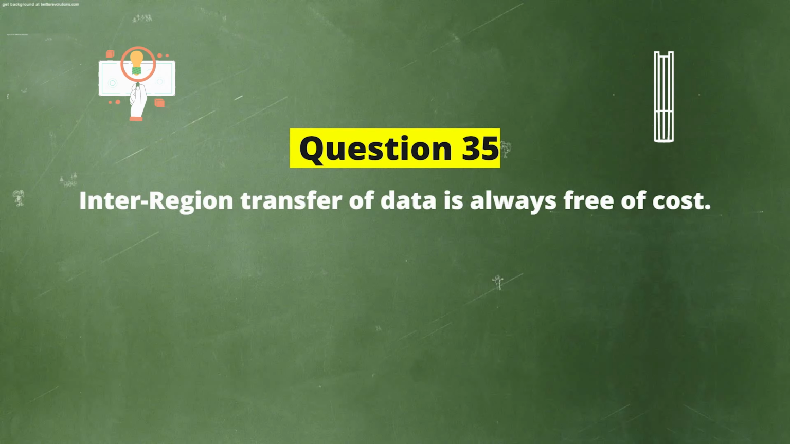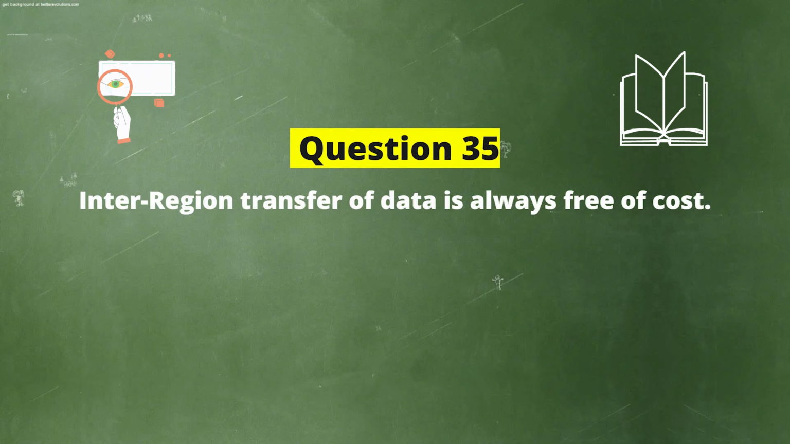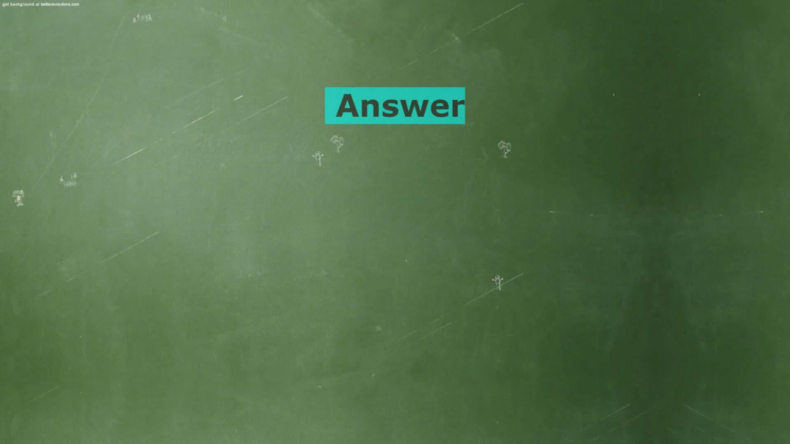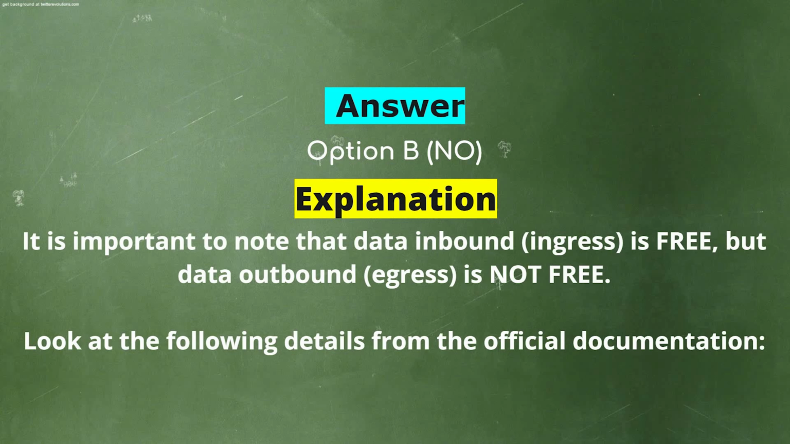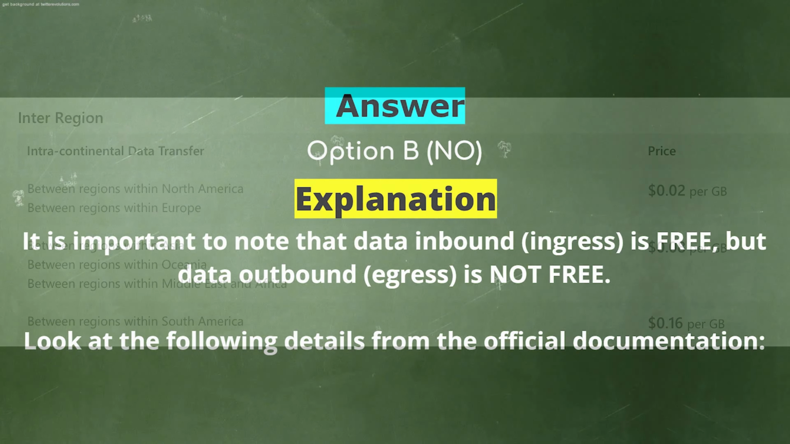Next question. Inter-region transfer of data is always free of cost. Option A, yes. Option B, no. And the correct answer is option B, no. Explanation. It is important to note that data inbound (ingress) is free, but data outbound (egress) is not free. Look at the following details from the official documentation.